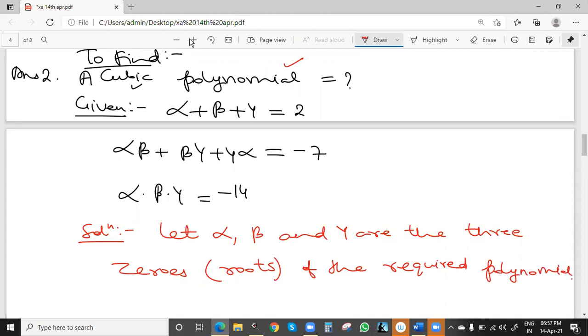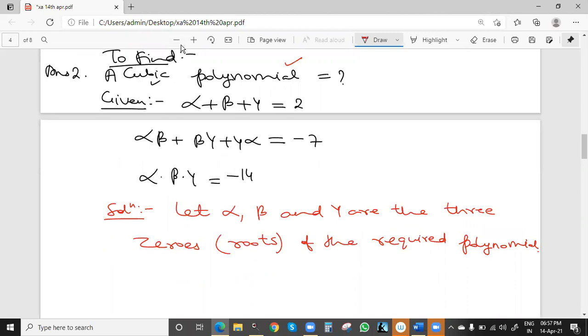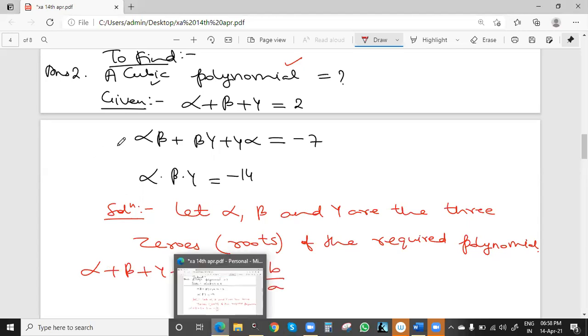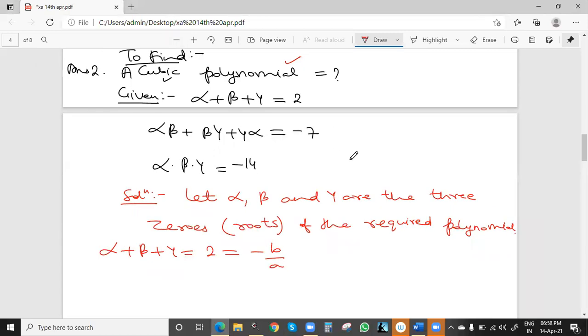Correct. Now we have been given alpha plus beta plus gamma equal to 2. What is the alpha plus beta plus gamma value? Alpha plus beta plus gamma value is minus b by a. Right, Diksha, your answer is correct. Minus b by a, correct. This is one equation.